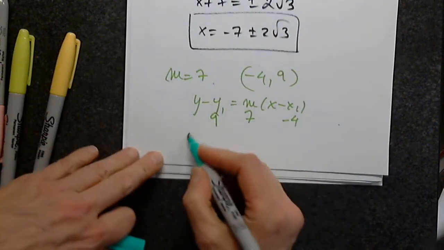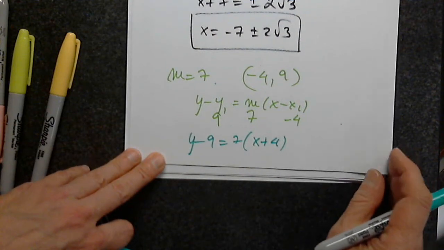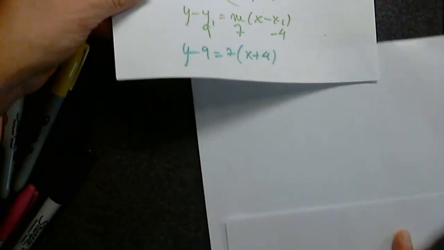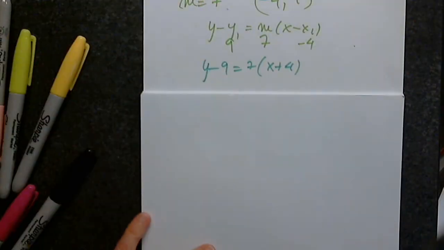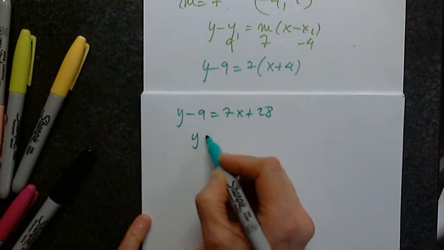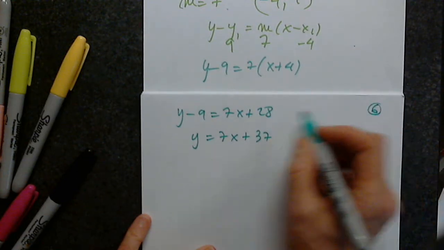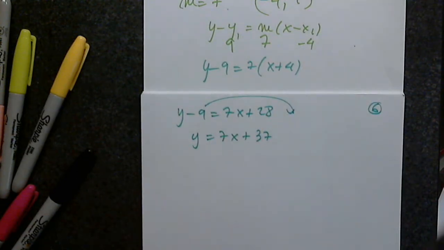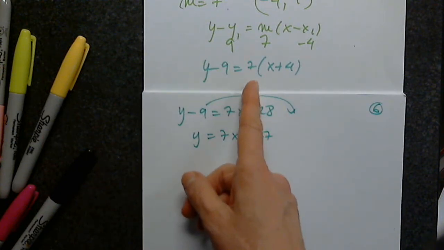Yeah. Okay, so then y minus 9 equals 7 times x plus 4. Is this clear? Everyone, are you with me? Yes? Okay. So then I have y minus 9 equals 7x plus 28, and y equals 7x plus 37. We move 9 to the other side. So this is the y equals mx plus b, and this is the point slope one.